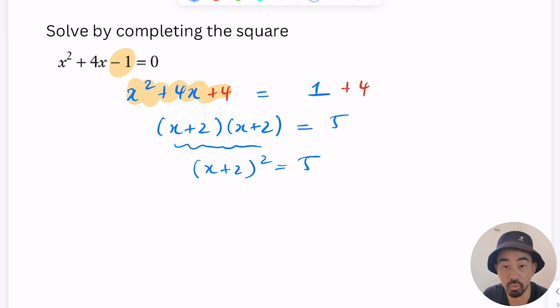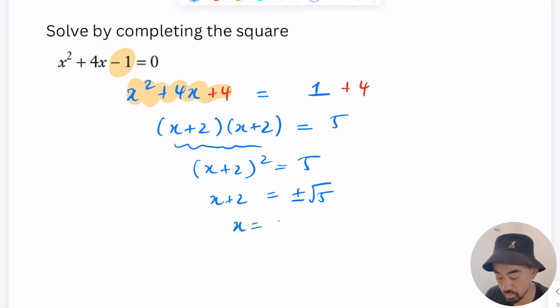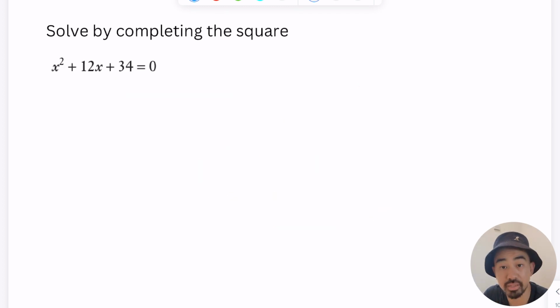And now we can solve for x. So we can square root the other side. So x plus 2 is equal to plus and minus root 5. Don't forget that. And now we can just move the 2 over. So x is negative 2 plus and minus root 5. And we are done. Okay, let's have a look at this next example.